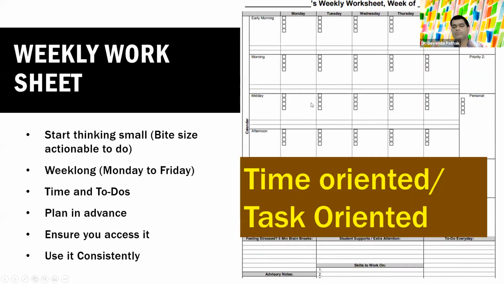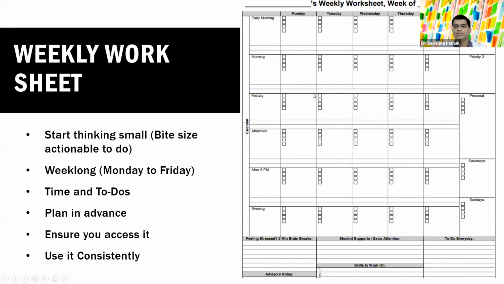So for this weekly worksheet, what I suggest is you start thinking very small, very bite-sized, actionable doing. Small works, not larger works. Suppose you are writing about a work. I don't write that I learned the lesson of anatomy. Rather you write, I learned about the trachea. Today I learned about the trachea.